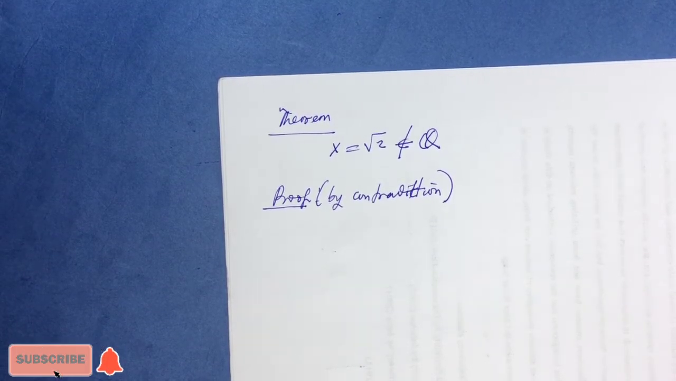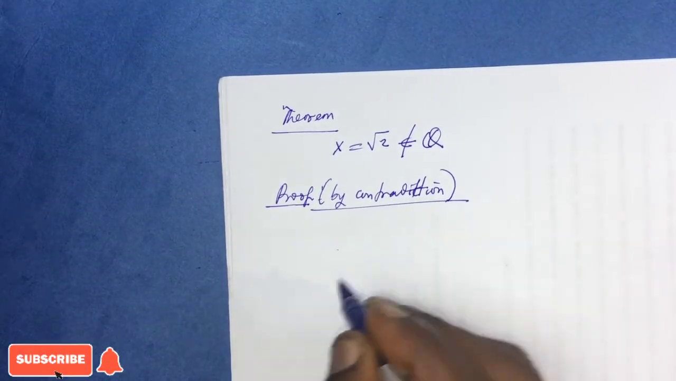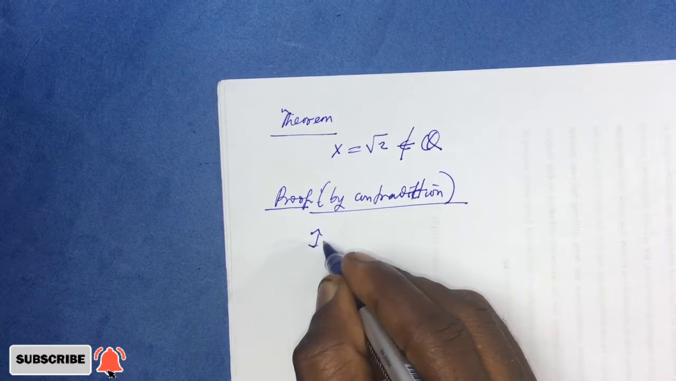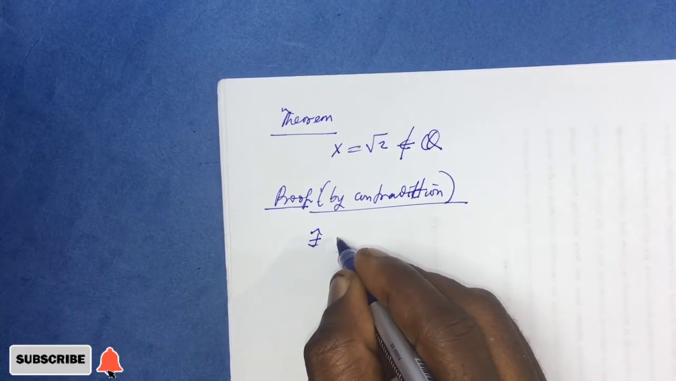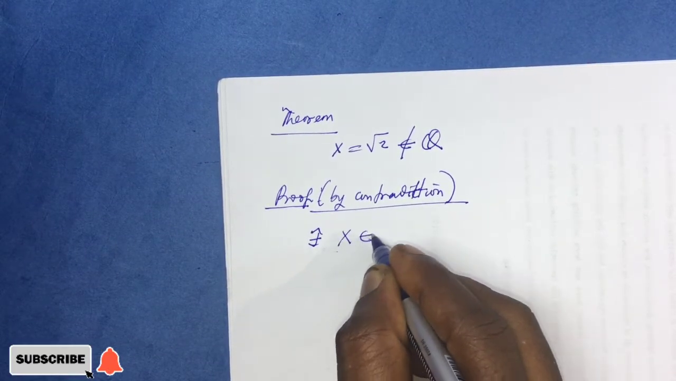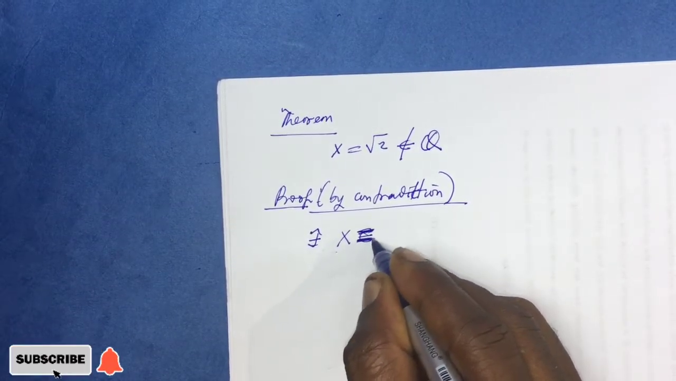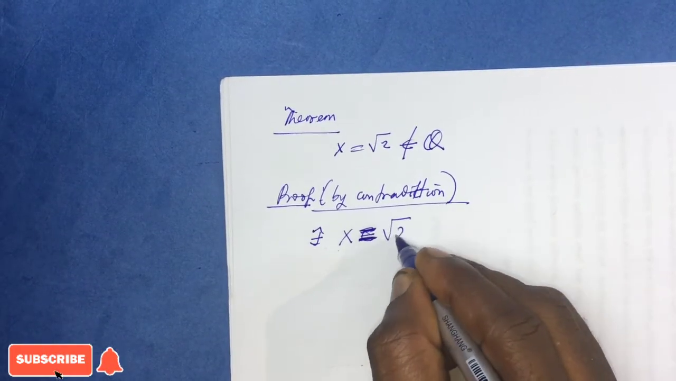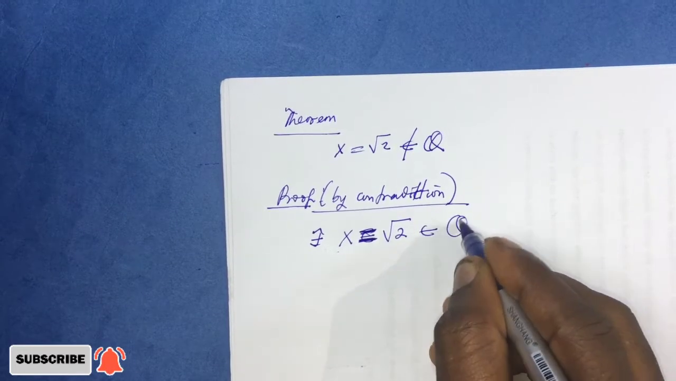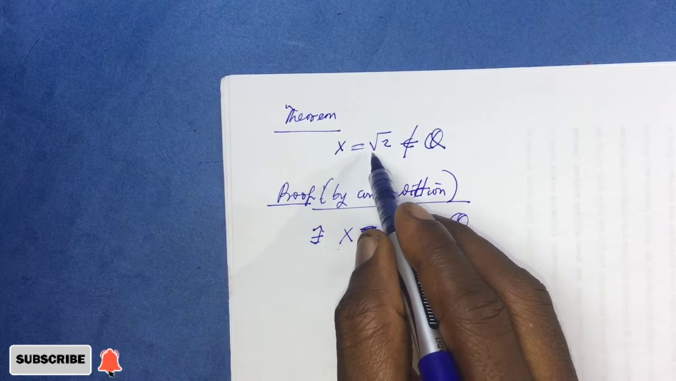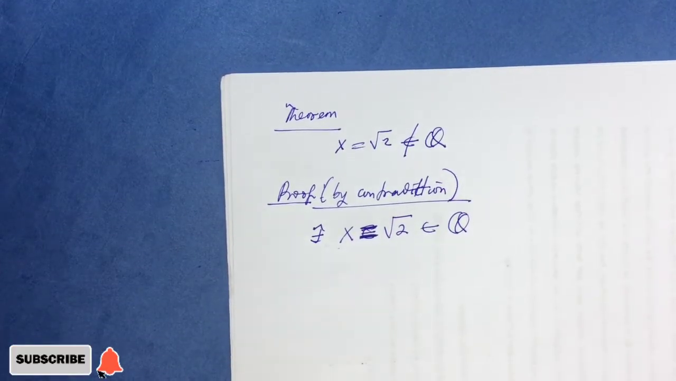So for that reason, we are going to assume that after all, there exists an x that is equal to square root of 2 in the rational number system. Okay? Now remember, we want to prove that x equals square root of 2 is not a member of the rational number system.